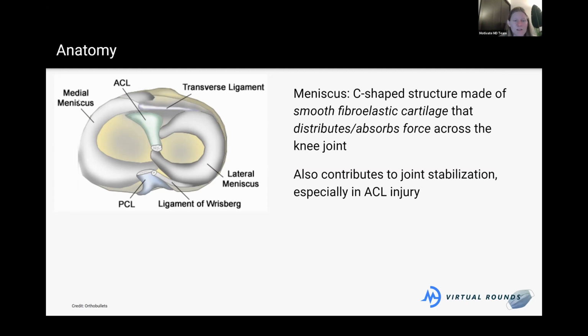And also medial meniscus is much more common than lateral meniscus. So just to know that that's more common.